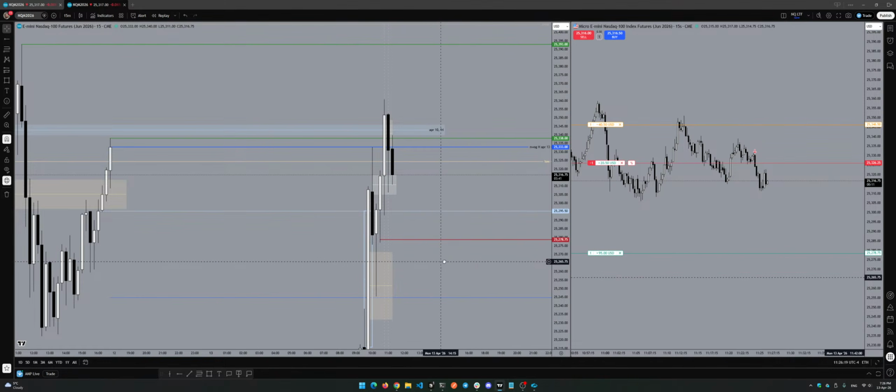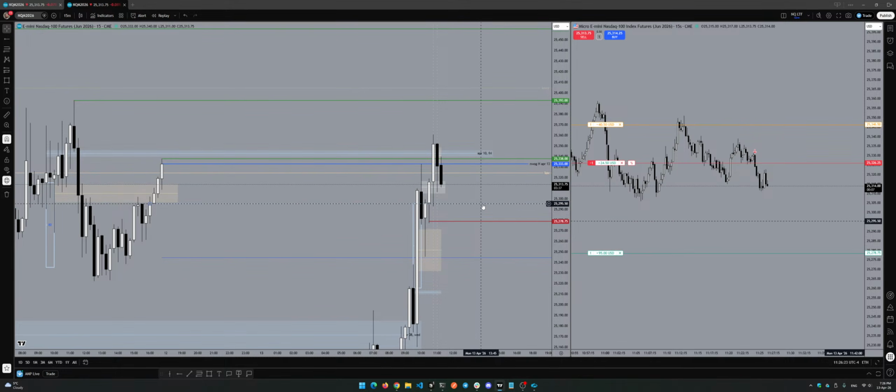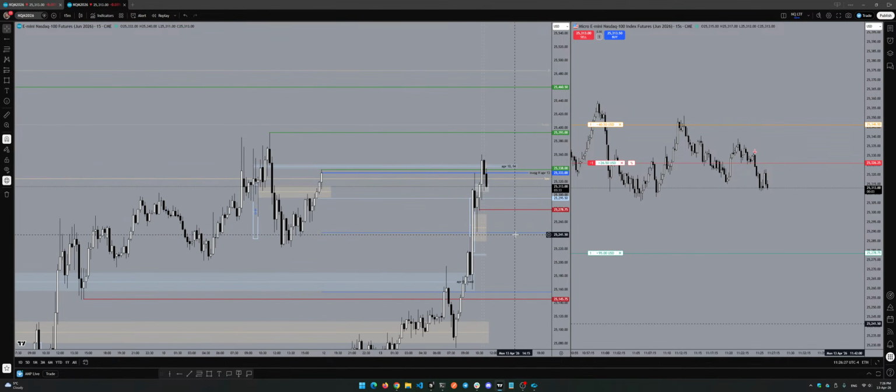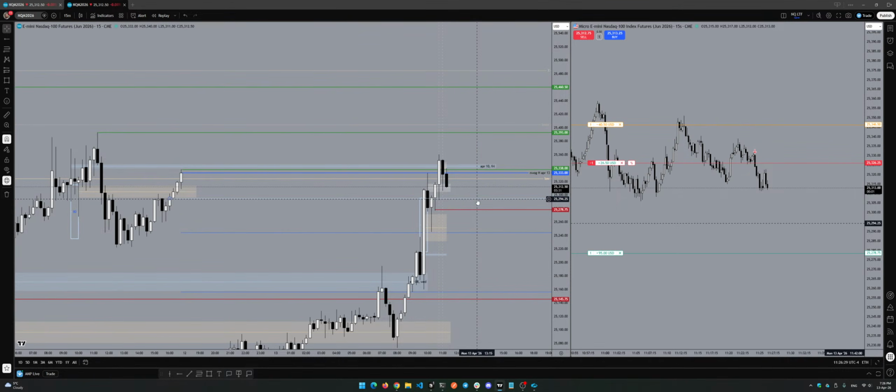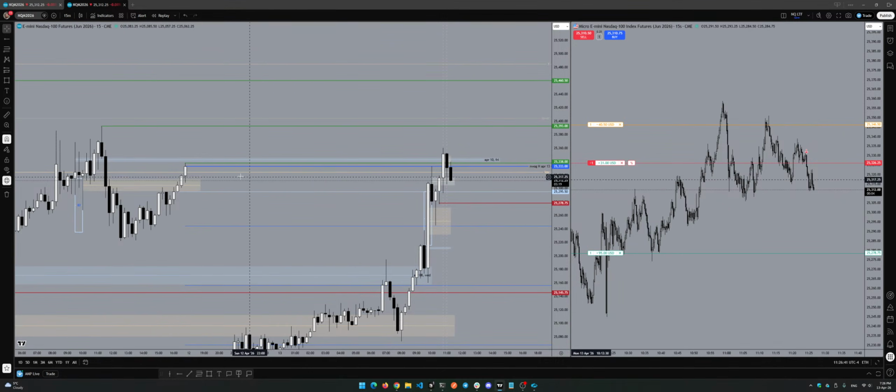Checking the 15-minute. Yeah, it will probably get rejected from here. I mean, not get rejected, but find some support at the top of the opening range gap. So that's probably a good place to close the position, if it comes to this level.